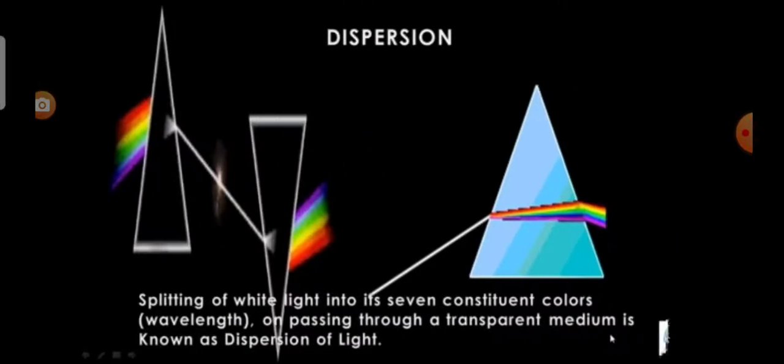Now we see about dispersion. Splitting of white light into its 7 constituent colors on passing through a transparent medium is known as the dispersion of light.